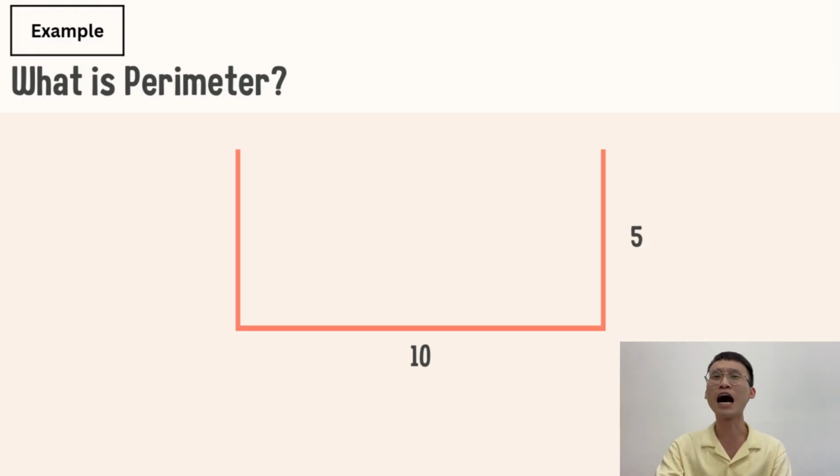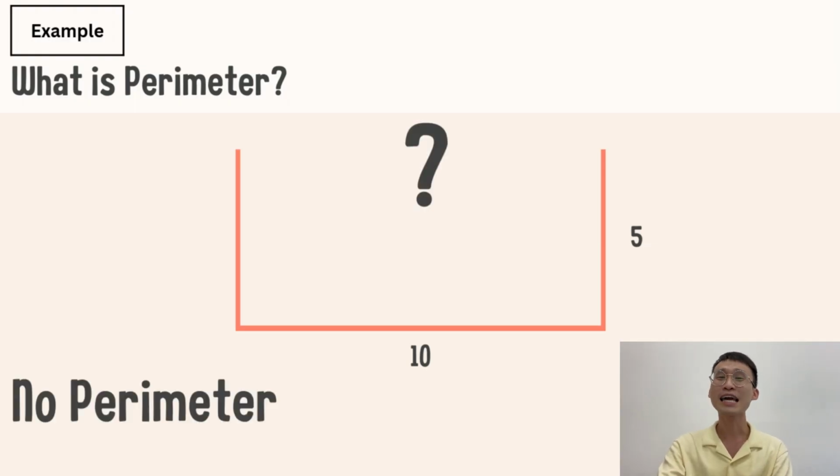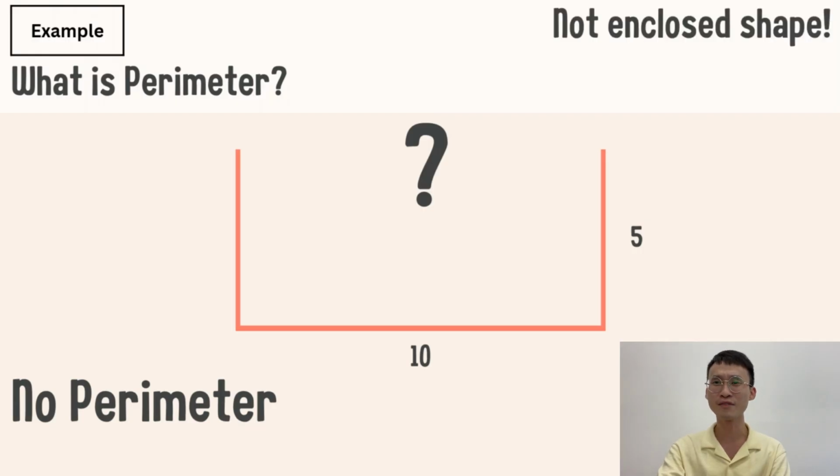Now, let us observe this shape together first. It looks like a fish tank. So, the top side of this shape is not closed. We can call this a not enclosed shape. Thus, can we calculate the perimeter? No, we cannot. The perimeter of a shape must be enclosed.